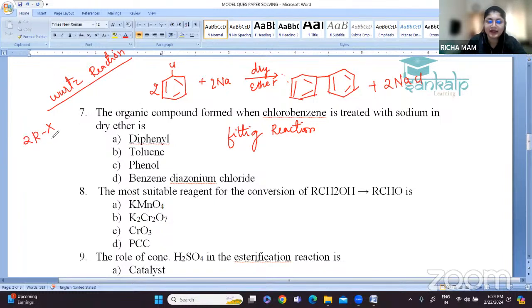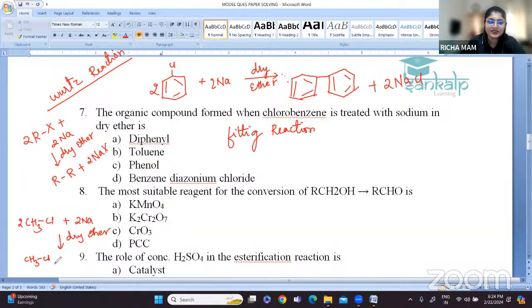So 2 R-X, alkyl halide, plus again sodium in the presence of dry ether gives you what? R-R plus 2NaX. Now here, what will be the alkyl group? I can take CH3. So 2CH3Cl plus 2Na in the presence of dry ether, what will you get? You will get CH3-CH3 plus 2NaCl. Understood? Yes, students, is it clear?